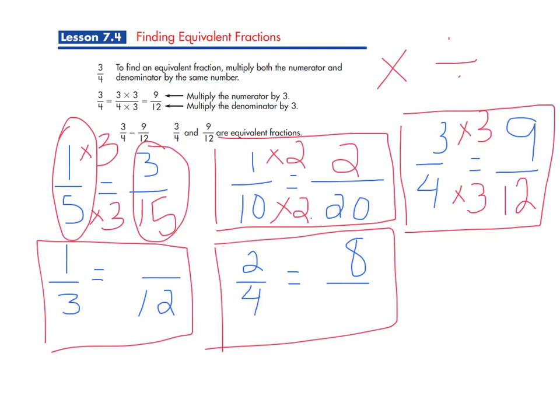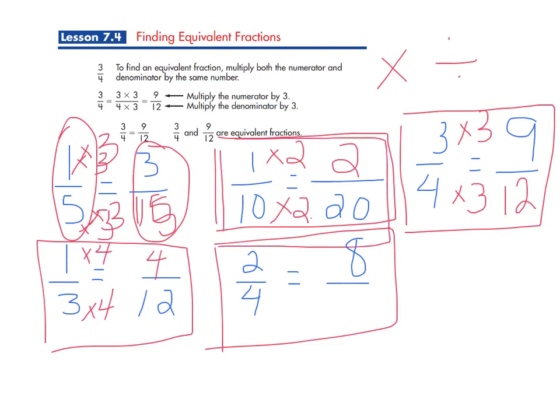1/3. We're trying to find an equivalent fraction out of 12. So I'm going to look at 3 and 12. What times 3 equals 12? 3 times 4. And again, what I do to the bottom, I have to do to the top. So 1 times 4 is 4. 4/12 is equivalent to 1/3.